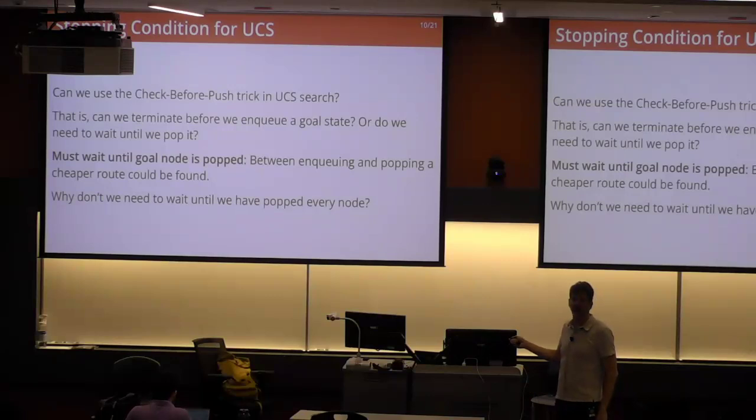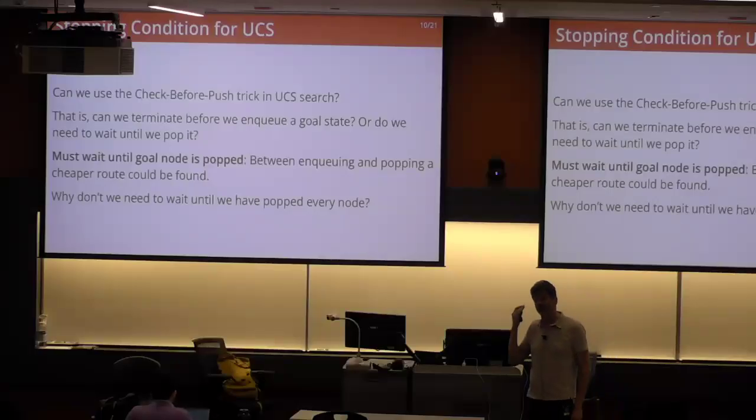We just wait until the goal node is popped off. That's the termination condition. In a lot of these search problems, the termination condition is the part that makes my head hurt: how can I be confident that I've found the shortest possible route? This one takes a little bit of thought about why we don't have to pop every node. Okay, questions on that? Uniform cost search.